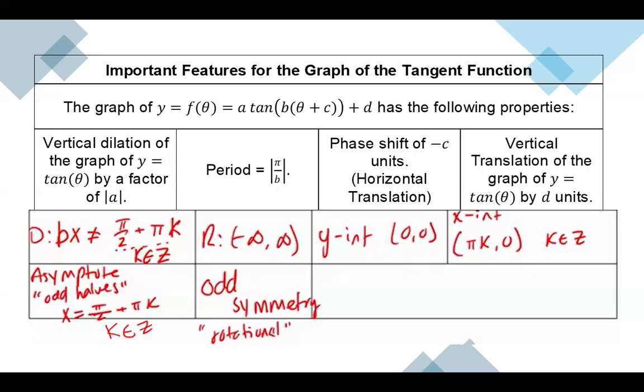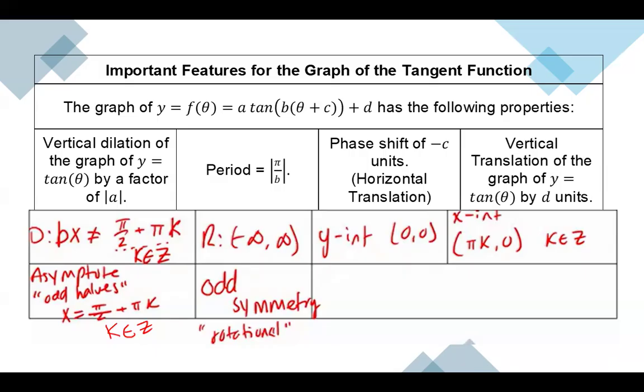K is an integer. And it has odd symmetry because if you took your paper and you rotated 180 degrees, guess what? It looks the same. It goes through the origin and it has that rotational symmetry. So these are all of our tangent parent function properties.